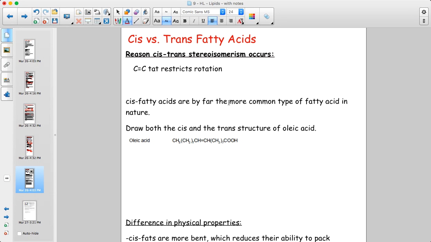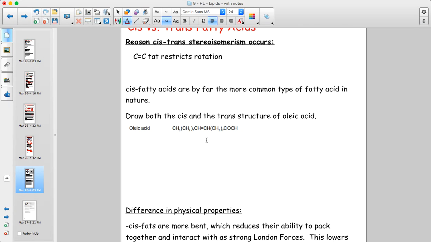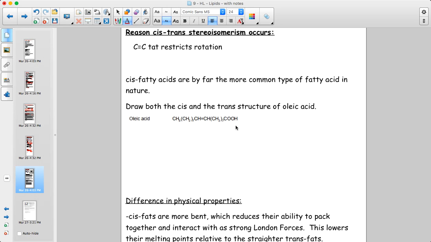That's the structural reason. Cis fatty acids are by far the more common type of fatty acid in nature. There's very limited trans fatty acid occurring in nature.